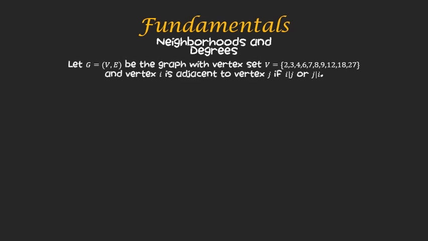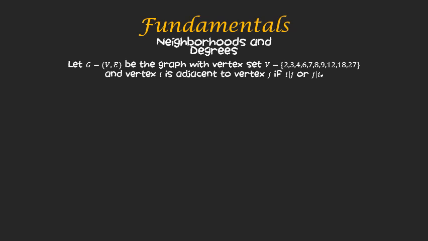So a lot of times, a graph is defined not by just giving you the vertex set and the edge set, but rather telling you what the vertices are and then telling you some rule for how the vertices are adjacent to each other. So for example, let G be this graph with vertex set V, edge set E, where the vertex set is this one: 1, 2, 3, 4, 6, 7, 8, 9, 10, 12, 18, 27. So that's my vertex set, these numbers. And I'll tell you that the vertex I is adjacent to the vertex J if I divides J or J divides I. So if one divides the other one, we'll draw an edge between those two vertices.